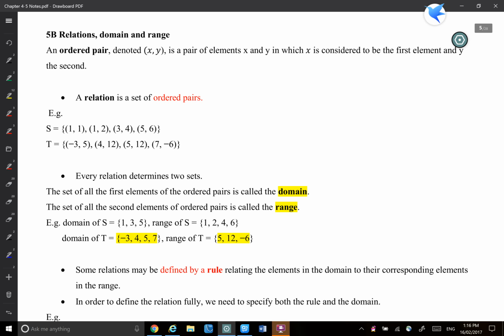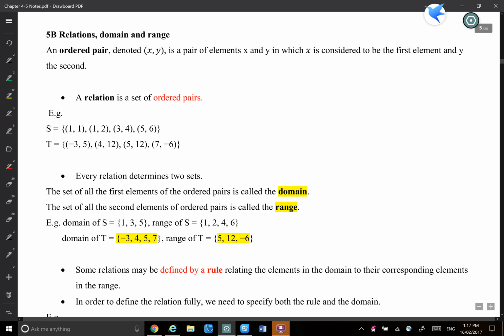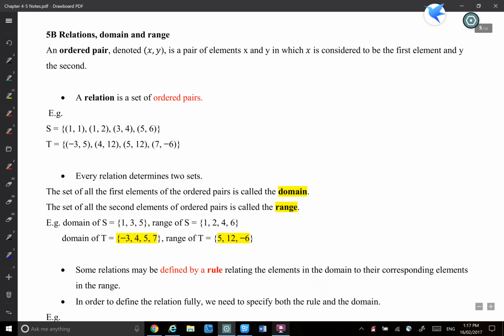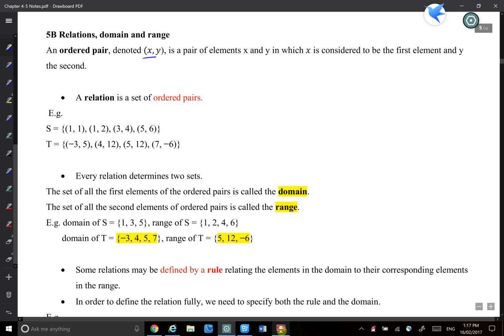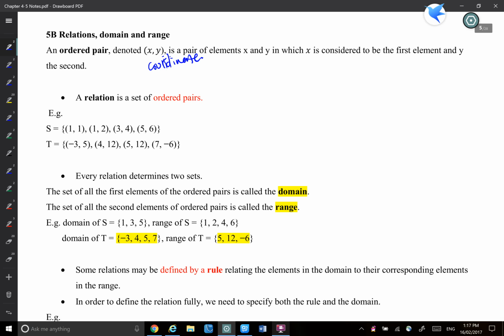So relations, domains, and range. Okay, we talk about relations and domain and range for relations. So first of all, what is a relation? An ordered pair denoted by x comma y is a pair of elements x and y, in which x is considered to be the first element and y considered to be the second element. This is actually just a coordinate. If that's the coordinate, x will be the x value, y will be the vertical value.